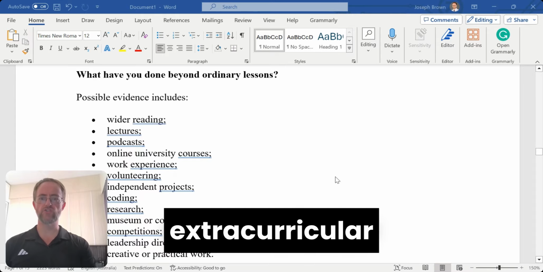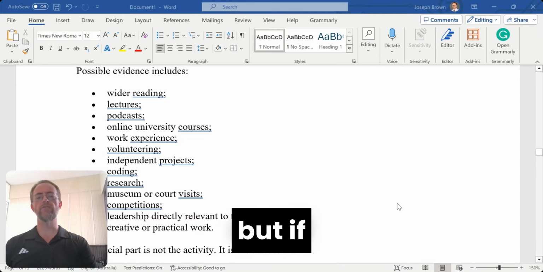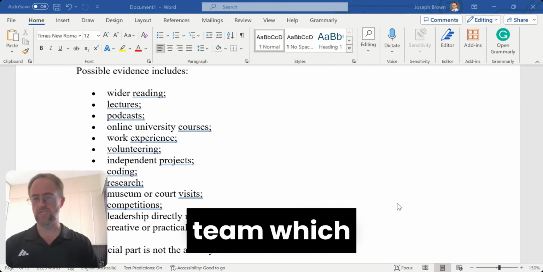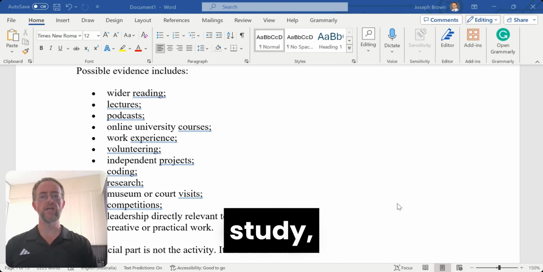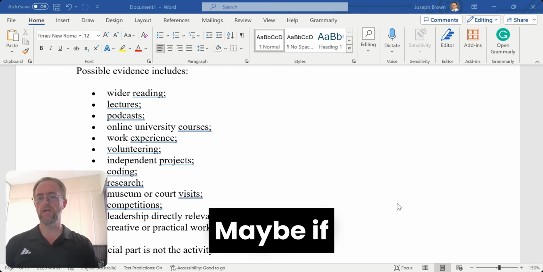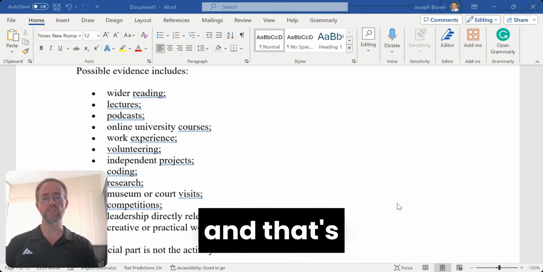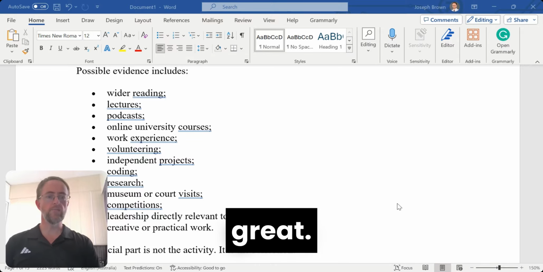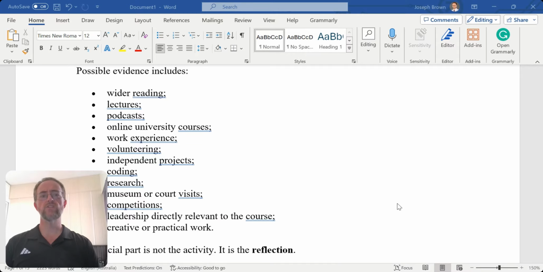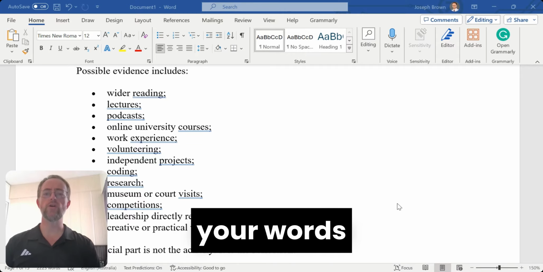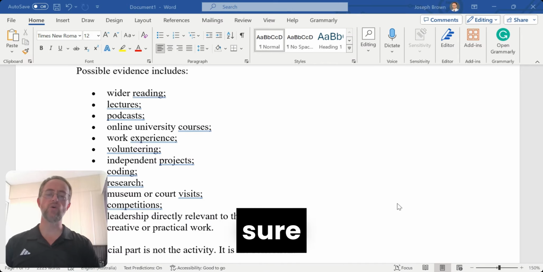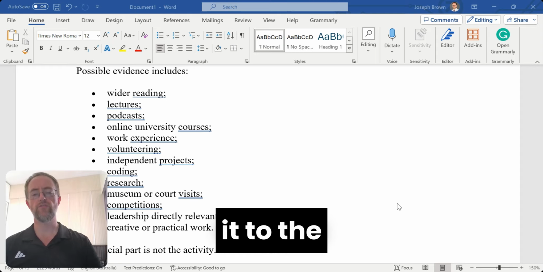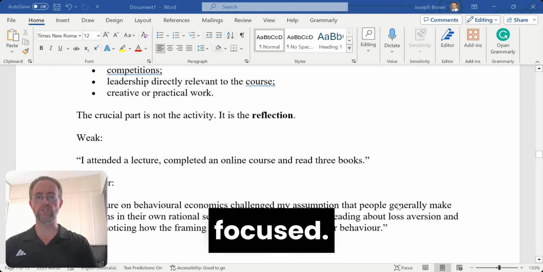Okay, so you can have a look at that whole list. There's so many extracurricular things that you could do, but if you're just throwing on, I was captain of the sports team, which showed me leadership, if that has got nothing to do with the subject that you want to study, it's not going to help you all that much. It's going to show, okay, you play sports. Maybe if the university really has a great sports program and that's what they want to bring you in for, great. But if you want to do law or medicine, it's not really going to help your application. You've got to use your words for things that are going to help. So go through your whole list and be selective, or make sure everything that you've done, you can relate it to the field. You've got to make sure that it's focused, okay?